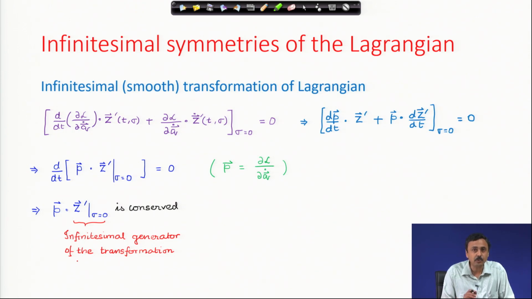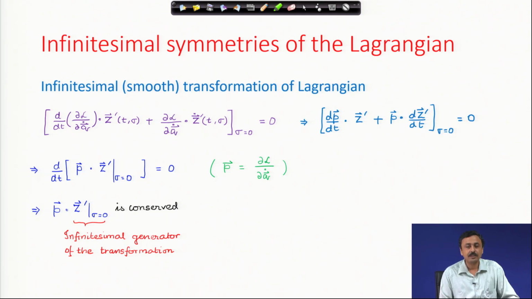Therefore, around our unperturbed system, if I give a small infinitesimal transformation, then the Lagrangian is not changing. That is the meaning of d L tilde d sigma at sigma equal to 0 is equal to 0. That means, around that sigma equal to 0, which is our original Lagrangian, if I give an infinitesimal smooth transformation, then the Lagrangian is not changing.